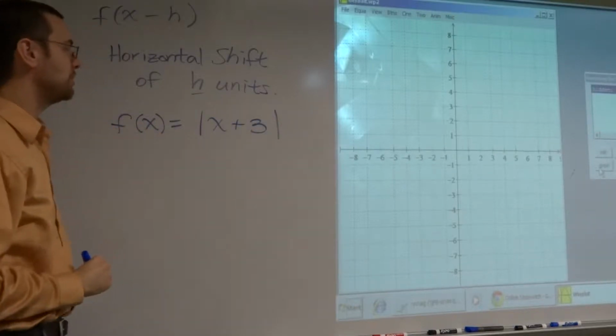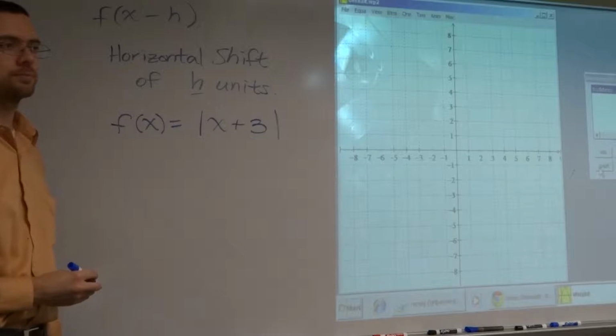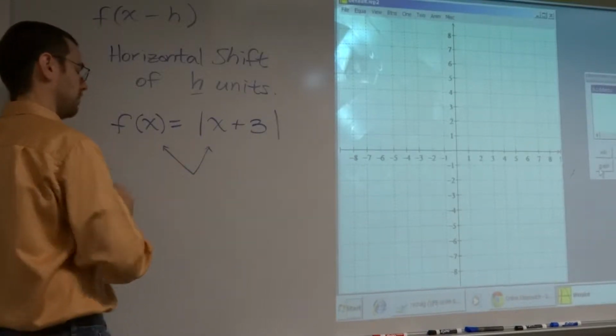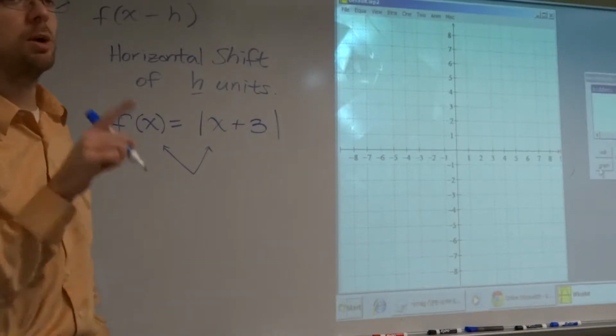We're going to do the absolute value of x plus 3. What's your shape? It's that V shape that we know. Oh, the absolute value shape. Now, how has this guy been shifted: up, down, left, or right?